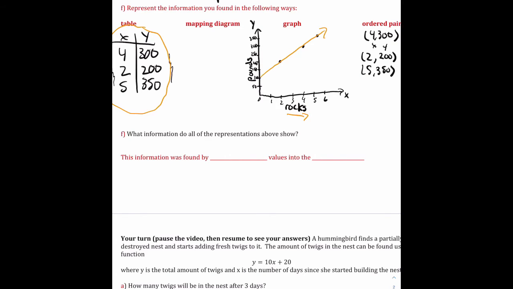There's that, and then a mapping diagram is something new, another way to represent something. And how you do that is you draw two ovals here.